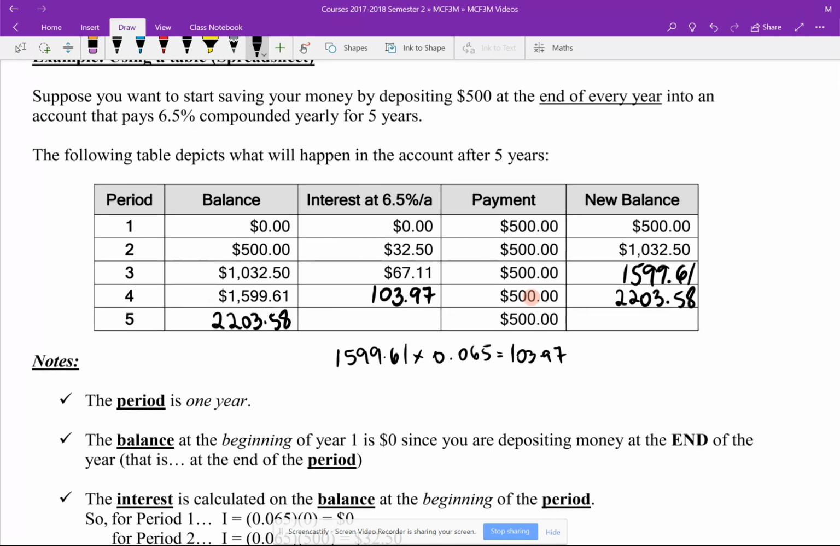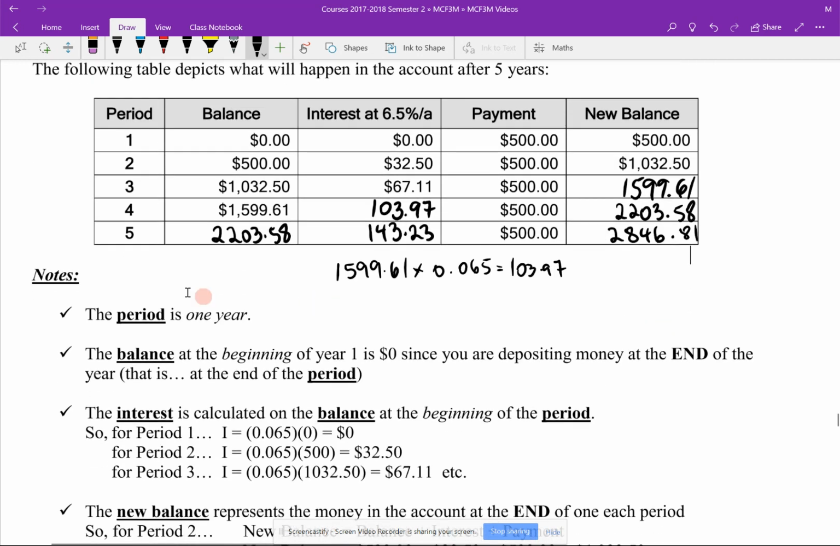And that becomes the balance for year number 5. And so 6.5% of that balance is equal to $143.23, plus another $500 payment at the end of the interval, gives me a total new balance of $2,846.81. Okay, so that's how we do annuities, right? So how much money did we deposit altogether? $2,500 worth of payments, plus all of our interest gives us $2,846.81.